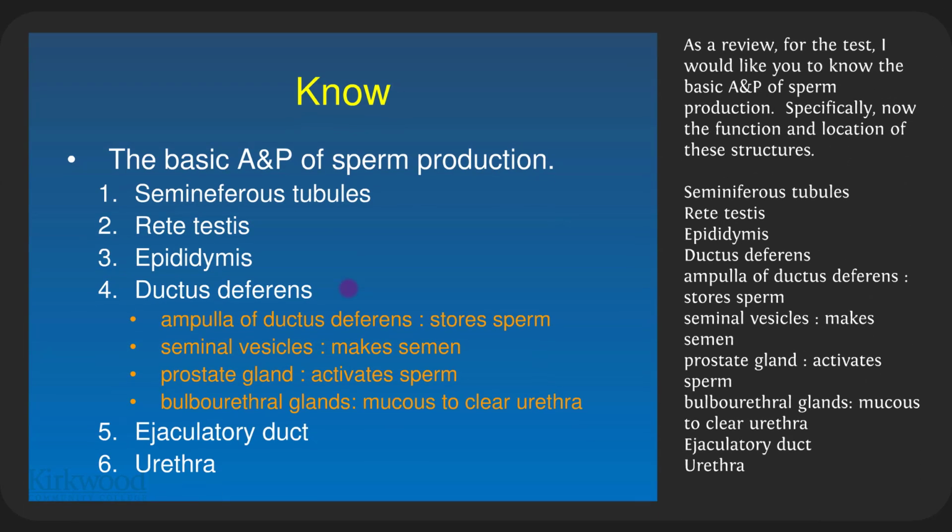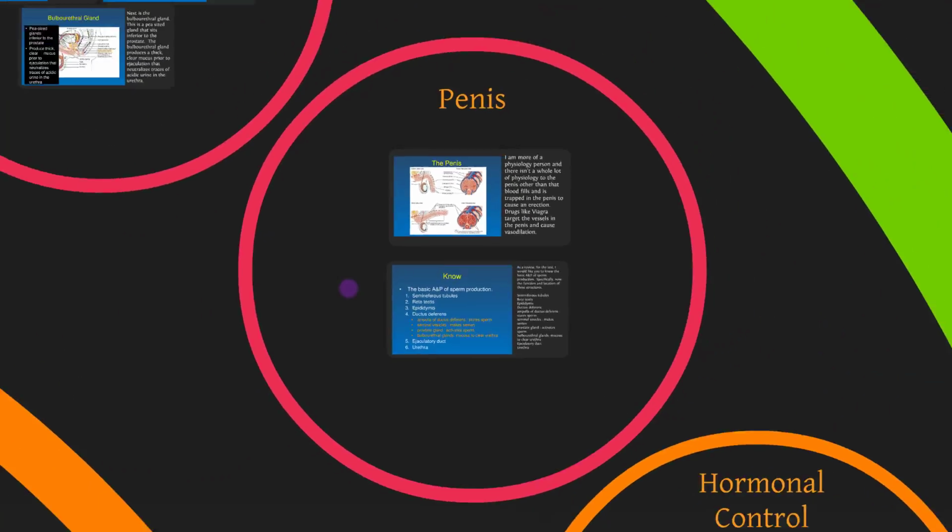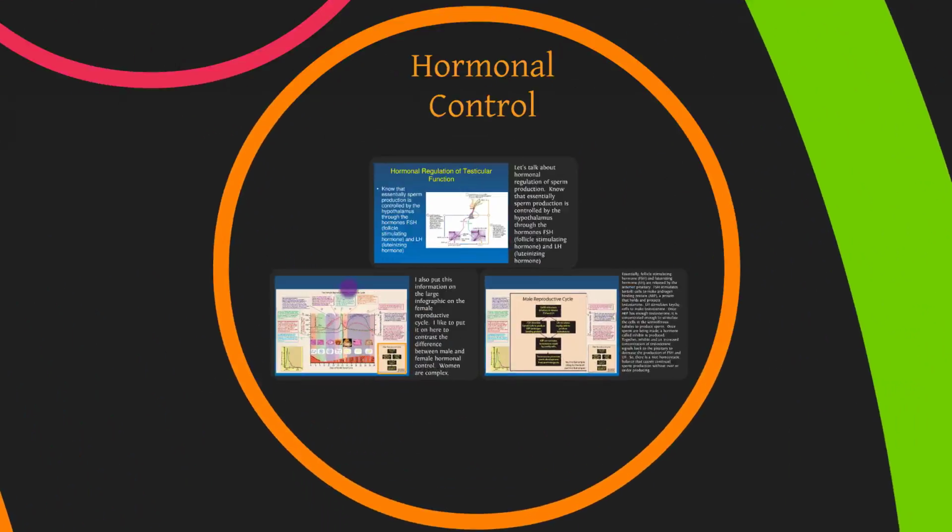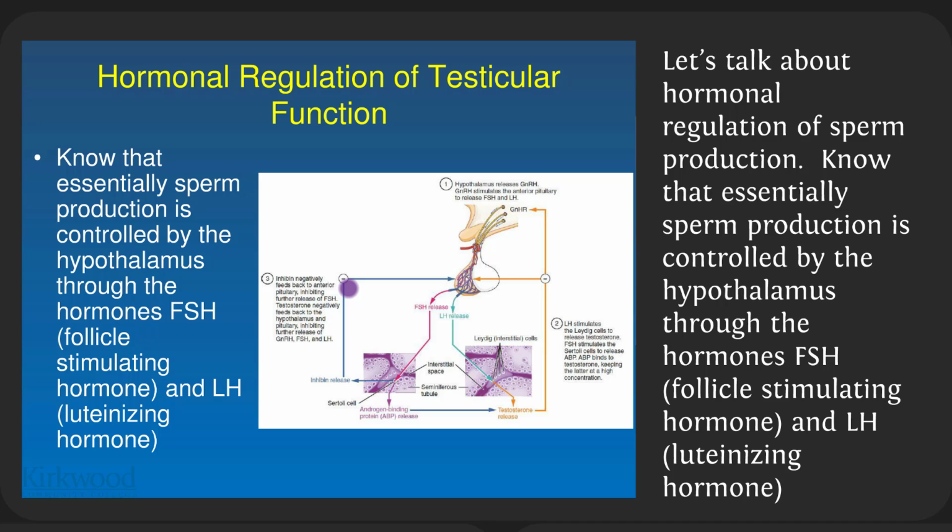As a review then for the test, I'd like you to know the basic A&P of sperm production. So specifically know the function and location of these structures: seminiferous tubules, rete testis, epididymis, ductus deferens, ampulla of the ductus deferens, that it stores sperm. The seminal vesicle makes semen. The prostate gland activates sperm. The bulbourethral gland creates mucus to clear the urethra, ejaculatory duct, and urethra. Just the basic anatomy.